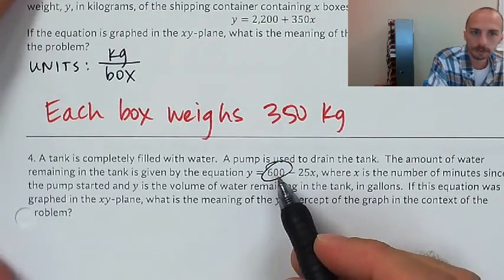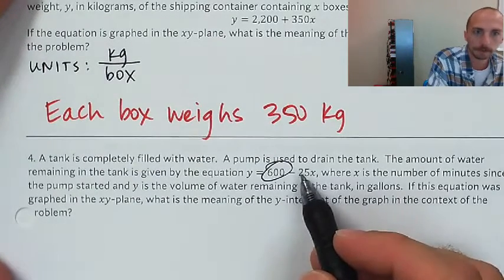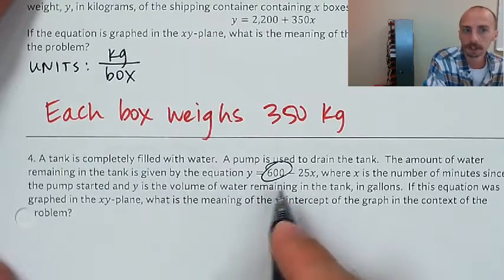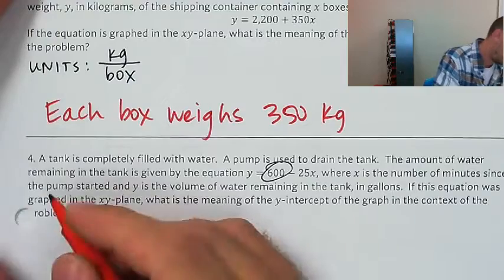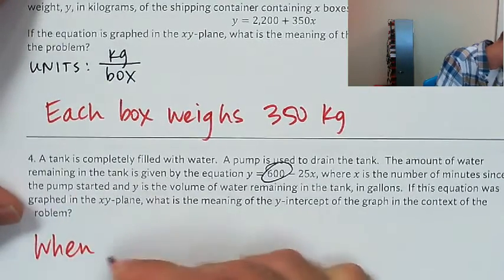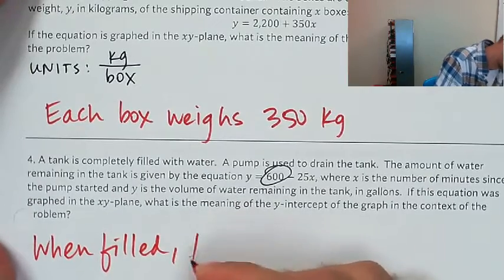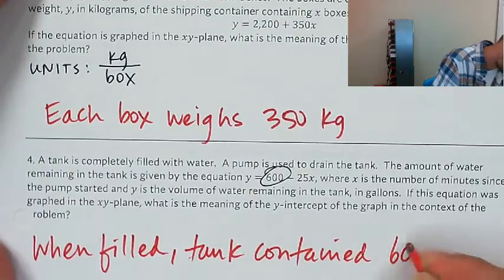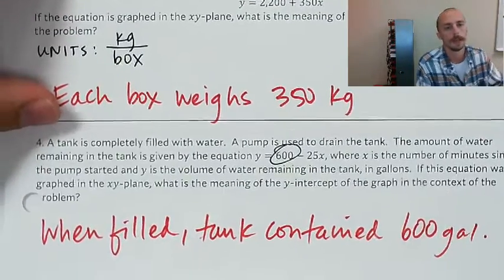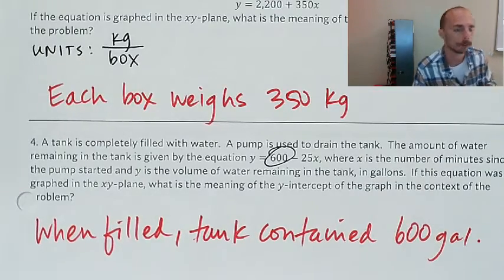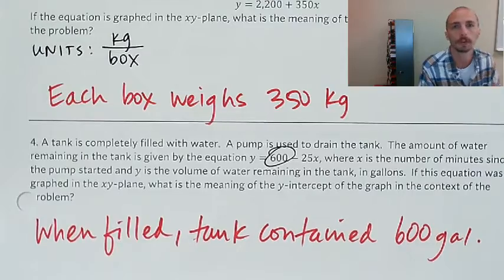It's kind of like a starting value, and then we lose 25 gallons per minute. I'd say that when it was completely filled, it had 600 gallons. But you could have said that it started off with 600 gallons before it started draining. Any sort of thing that has to do with the filled amount or the starting amount, that would be the idea. Let's move on to that.